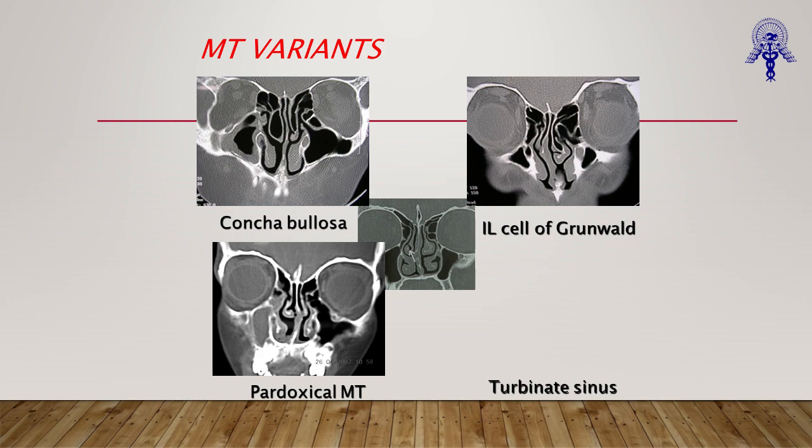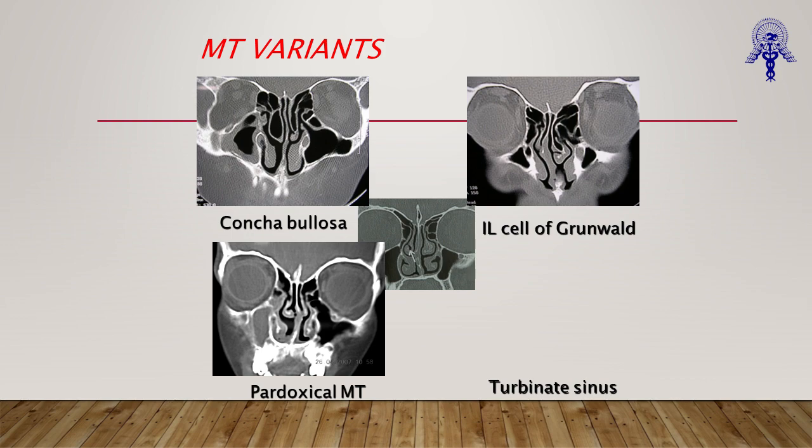You also have a paradoxical middle turbinate, which is nothing but the middle turbinate having the opposite convexity, causing obstruction. This convexity will cause obstruction to the osteomeatal complex. You can also have something called a turbinate sinus. What is the implication of a turbinate sinus? You have to resect that portion of the turbinate, because otherwise that will act as a nidus or focus of infection even after a very successful surgery.